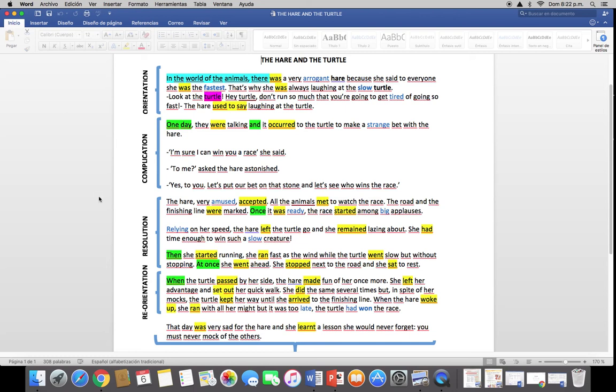All the animals met to watch the race. The road and the finish line were marked. Once it was ready, the race started among big applauses. Relying on her speed, the hare let the turtle go and she remained lazing about. She had time enough to win such a slow creature.